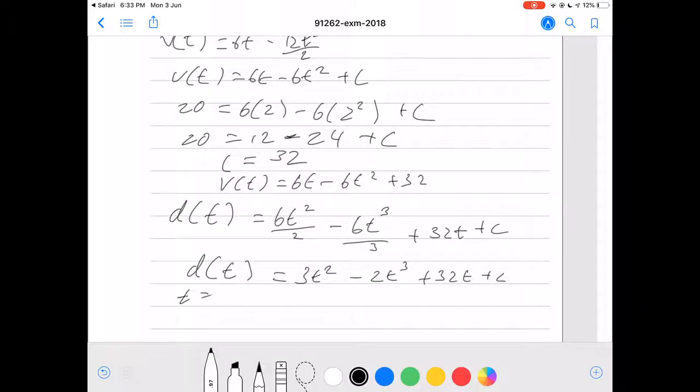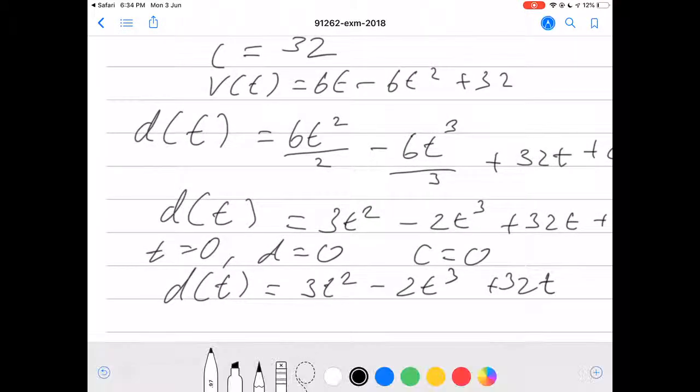So we know when t equals 0, d equals 0. If you plug this in, 3 times 0 squared, as you can see, 0 to the power of anything is 0, so this will just end up as c equals 0. So now you have d of t equals 3t squared minus 2t cubed plus 32t.